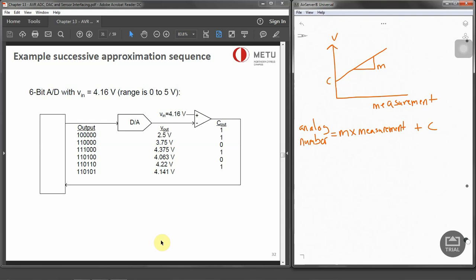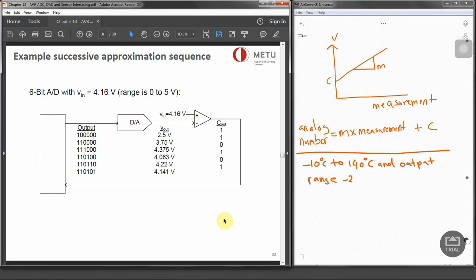So this will give us the analog number. I think the best way to again interpret this is to have an example. Assume that a linear temperature sensor with measurement range minus 10 degrees Celsius to 140 degrees Celsius and output range minus 2.5 volts to plus 5 volts. So we have got the voltage and the temperature ranges.